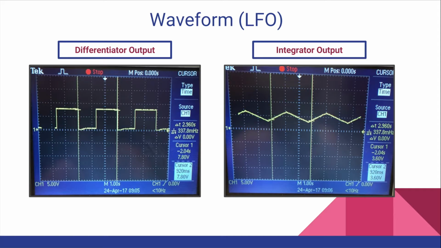This is an example of the low frequency oscillator working. You can see that it has lower frequency square waves that are turned into lower frequency triangle waves.